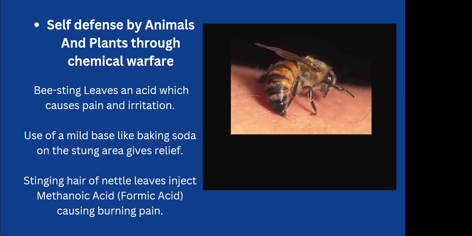Sometimes we rub it with some iron articles, because they are basic in nature. Why iron? Because iron oxides, metal oxides, are basic in nature. Iron is present in the atmosphere, which has oxygen, forming iron oxide. When we rub it on the bee sting, the iron oxide, which is basic in nature, reacts with the acid of the bee sting to relieve us.